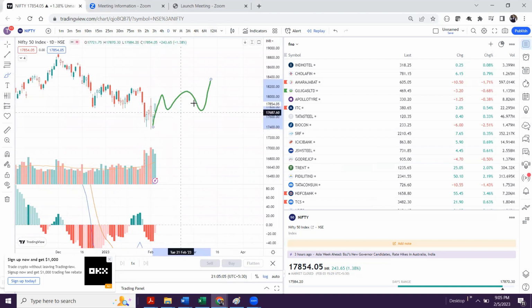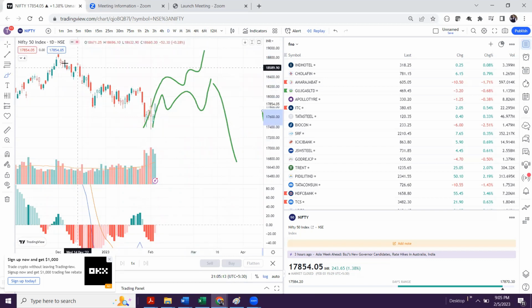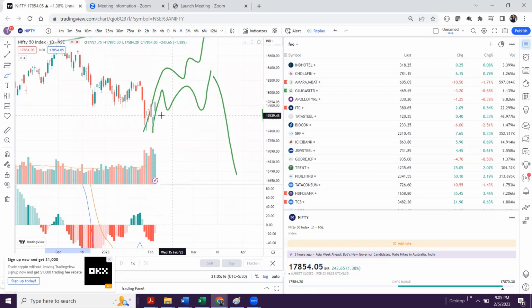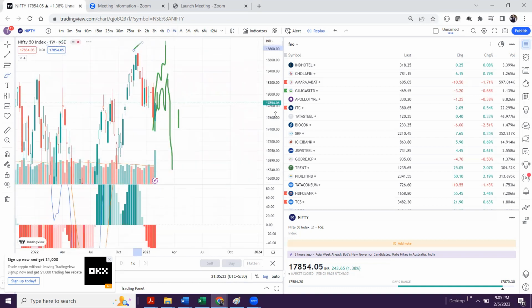If there is a correction, then more fall will be coming. If it is an impulse, then it will cross this top also. That information is not available to us as of now, but we expect some upside currently.